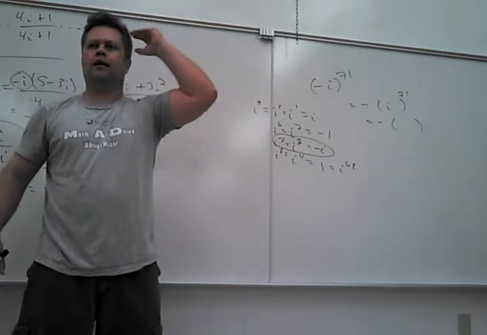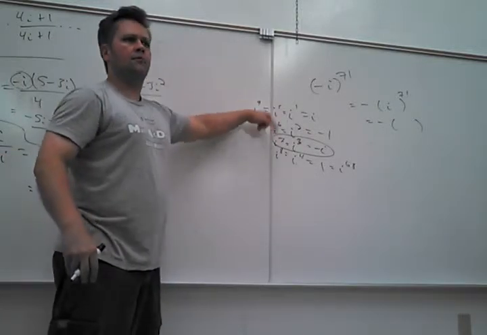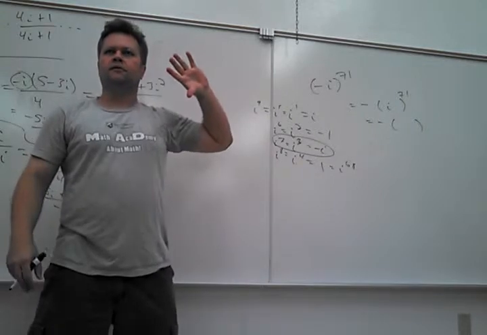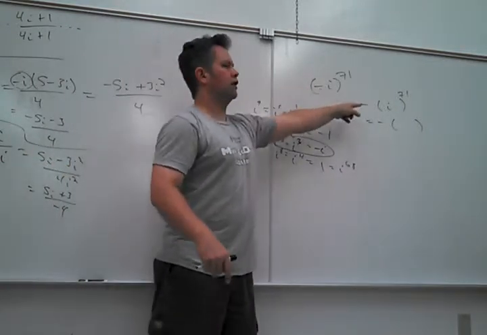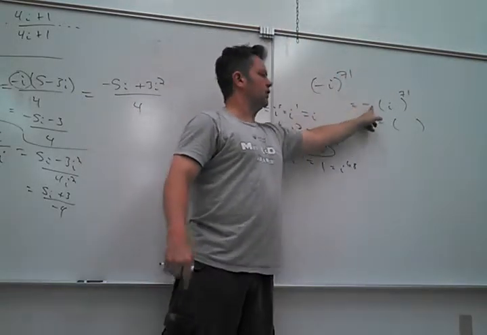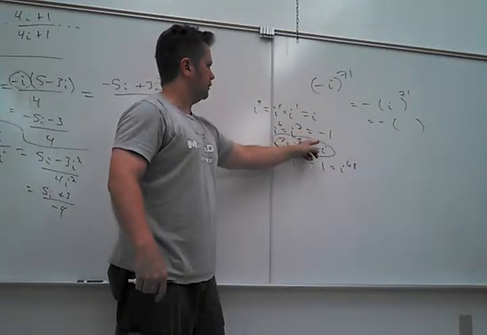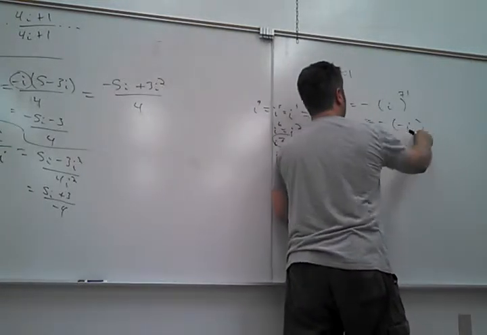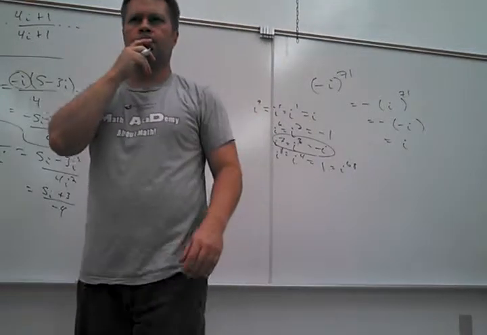Or I can step back and say, forget that. Let me just divide by 4 and then see where I am, without having to make this really long list. Right? That's all you've got to do. So I just took the negative out of the way so that didn't freak me out. An odd number of negatives is still negative. Cool. And then i to the 71st would be remainder 3. Negative i. So negative i is... i. Cool.